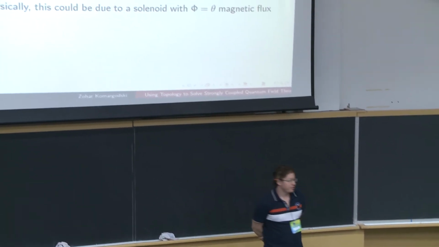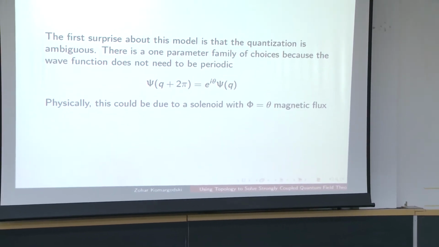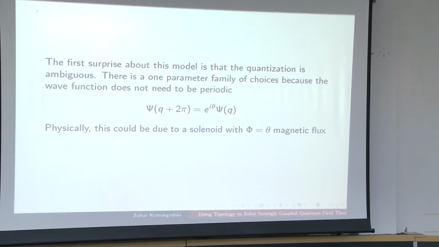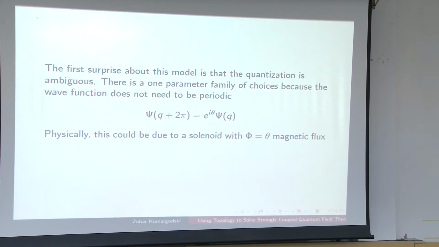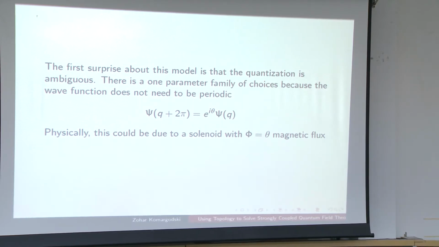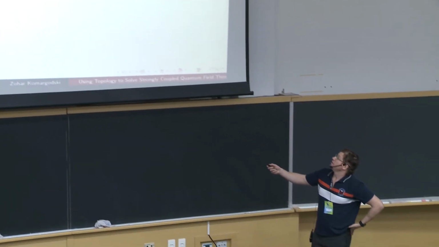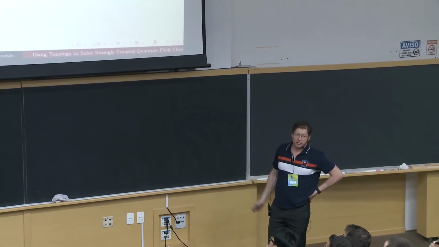The quantization of the system has already an interesting surprise. Even before you start, there is an interesting surprise in the quantization of the system: even though the classical system is unique and well-defined, the quantization is ambiguous. This doesn't always happen, but it happens in this system, that there is no unique quantization procedure. The quantization procedures are labeled by a 2π periodic parameter, theta, and it stems from the fact that the wave function doesn't have to be periodic.